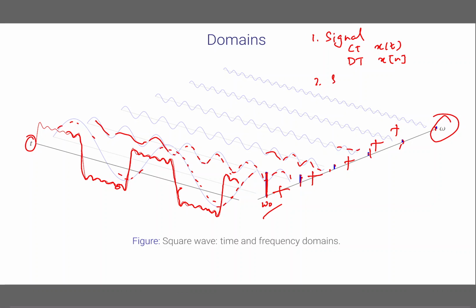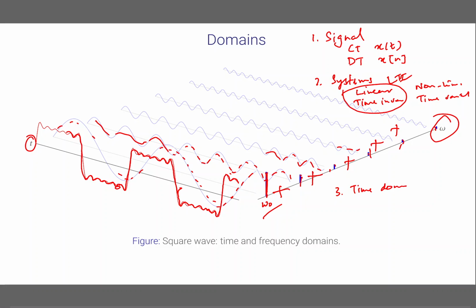And then we understood that systems process signals. So under systems we have linear versus nonlinear, and time invariant versus time variant. So if you take linear time invariant systems, we call them LTI systems, and we study them in this course, the LTI systems. Then thirdly, we looked at the time domain versus frequency domain.